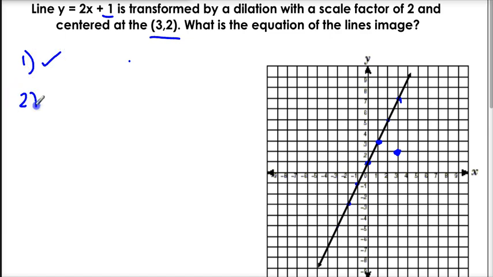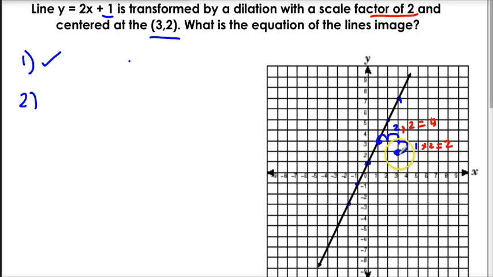Step 2, we're going to do our dilation now. We go up 1 over 2. I multiply that by the scale factor, which is 2. So that's 2 times 2 and 1 times 2. And that gives me 2, and that gives me 4. Okay? So let's take a look now.